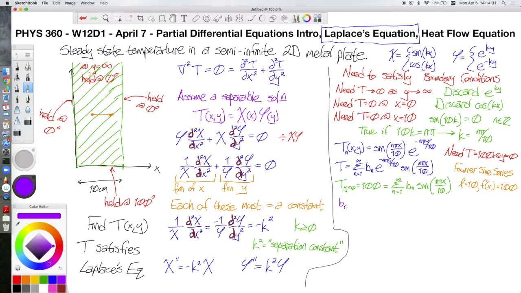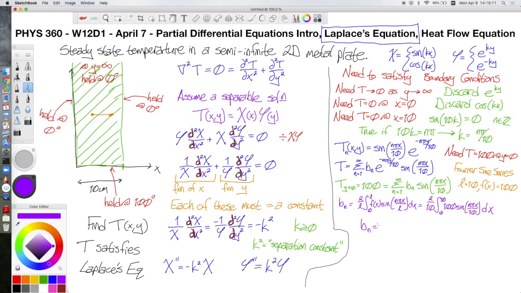So Bn has the formula 2 over L times the integral from 0 to L of f of x times the sine of n pi x over L dx, which, plugging in some numbers, we have L of 10. So the integral goes from 0 to 10 of f of x, which is 100, times that sine of n pi x over 10 dx.